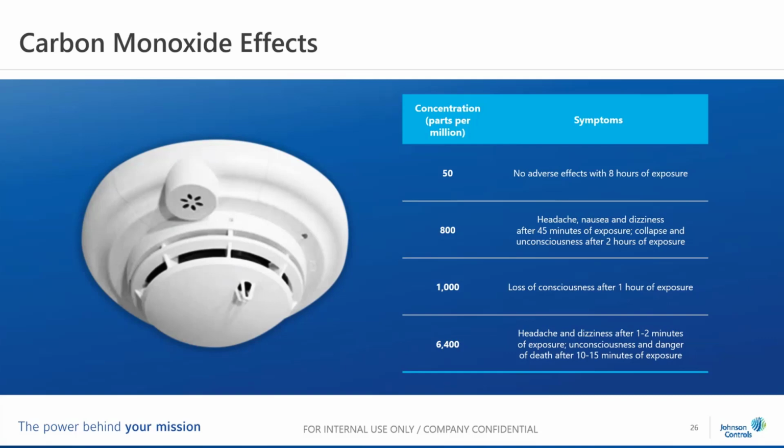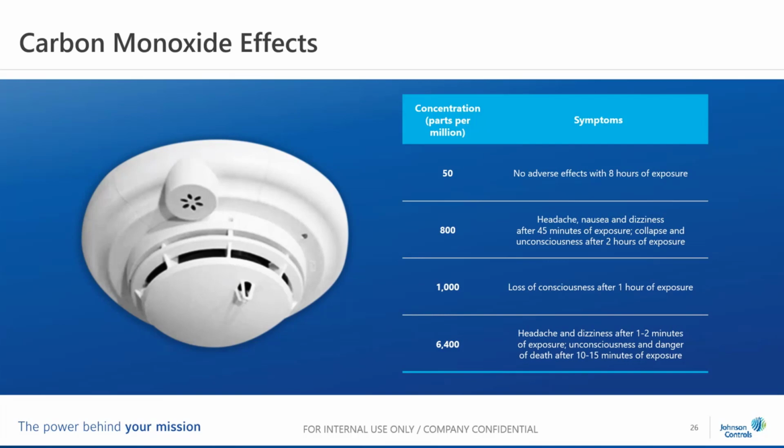So during a normal work day, how much of a concentration of carbon monoxide could be in the atmosphere and not have any adverse effects to the human body? And so this is research that came out and said, well, you can have up to 50 parts per million and not have any adverse effects to the body for 8 hours.